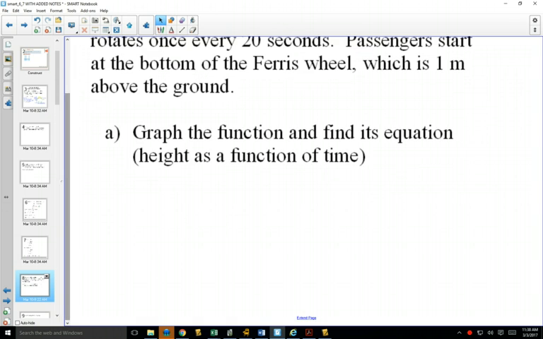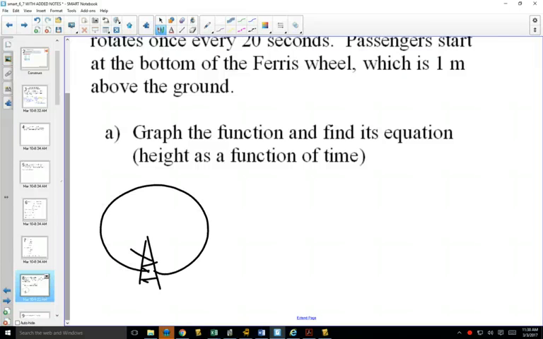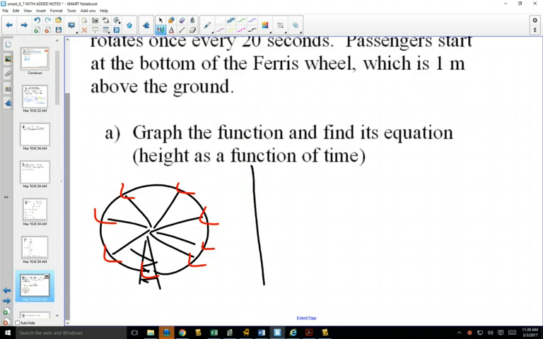So what I'm going to do for graphing this is I'm going to draw a picture of my Ferris wheel off to the side here. Nice, beautiful, newly painted red chairs and everything. Those ones are a little close together. That's okay. So there's my Ferris wheel, and right beside that, I'm going to draw my graph.